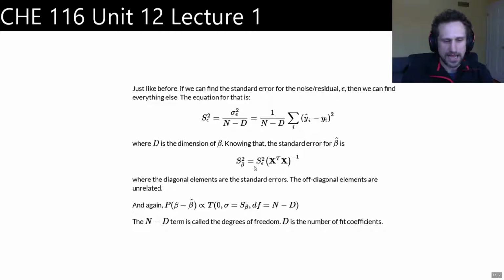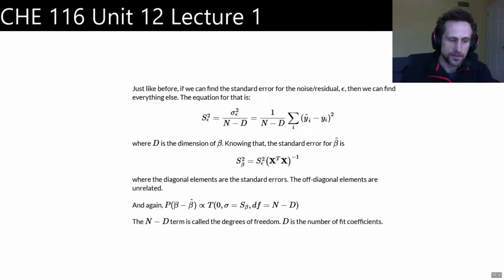So only the diagonal elements of this matrix are the standard errors. For example, the top left diagonal is the standard error for beta 0. Then in our example of a 3 by 3, the 1,1 element in the matrix is for beta 1, and the 2,2 is the element for beta 2. And everything else is the same.